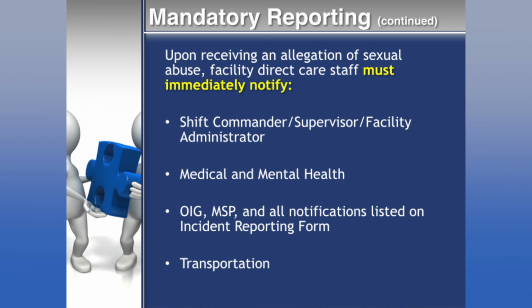Upon receiving an allegation of abuse, all facility direct care staff must immediately notify a shift commander, supervisor, or facility administrator. Medical and mental health should be notified, the Office of Inspector General, Maryland State Police, and all other notifications listed on our incident reporting forms. They should be contacted. Transportation may also need to be notified, especially if a youth needs to be taken off grounds.